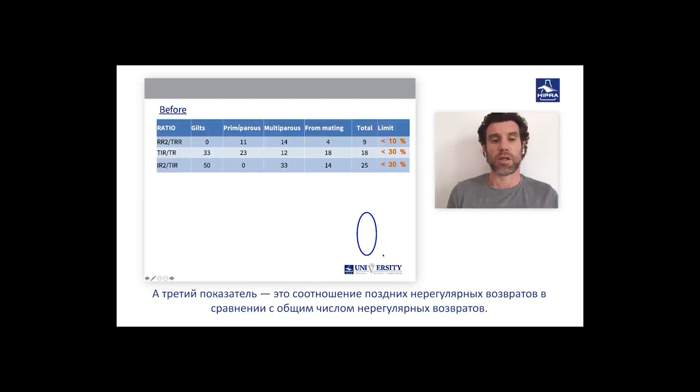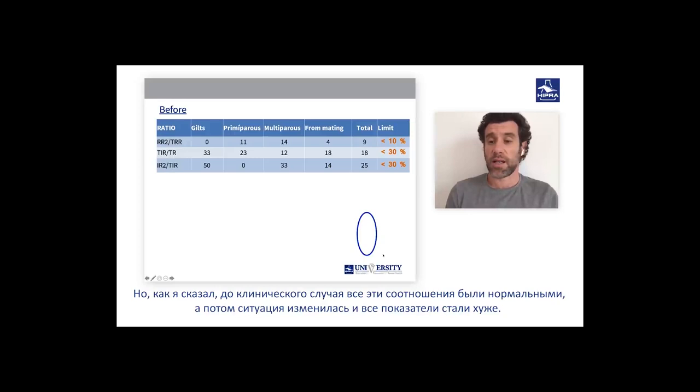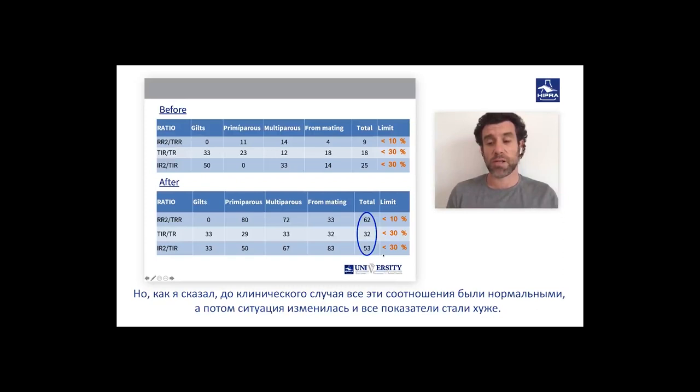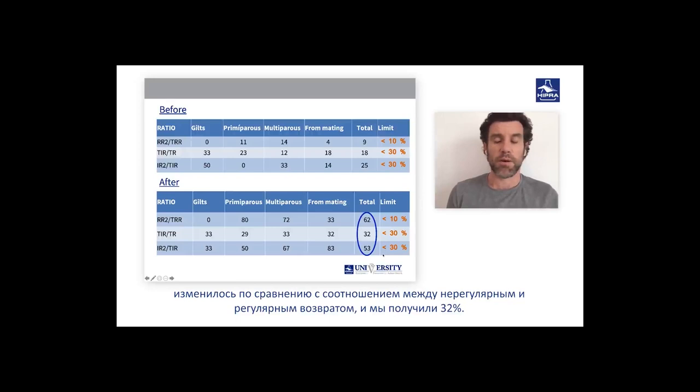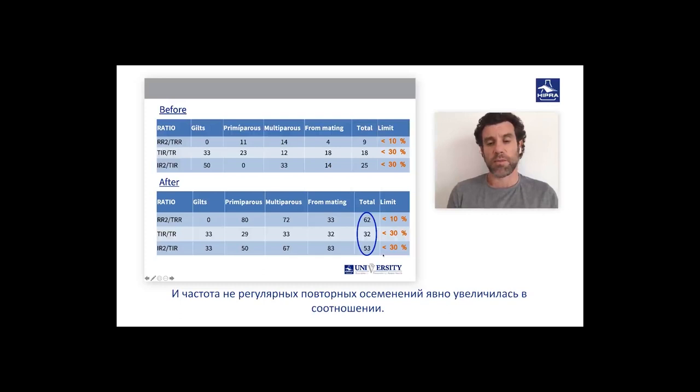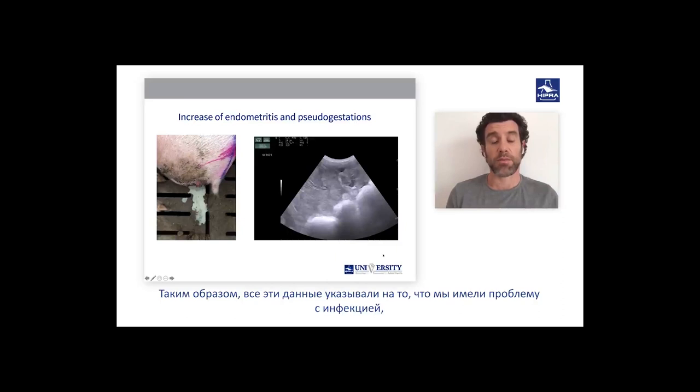But as I said, before the clinical case all these ratios are completely normal, and the situation changes after the clinical situation, and all the ratios begin to get worse, as you can see here in that image. We had 62% of regular rebreedings. The limit was less than 10%. Irregular rebreedings, as I said before, change in comparison with the relation between irregular and regular rebreedings, and we are at 32%. And irregular rebreedings, in comparison with the total irregular rebreedings, increase the ratio.